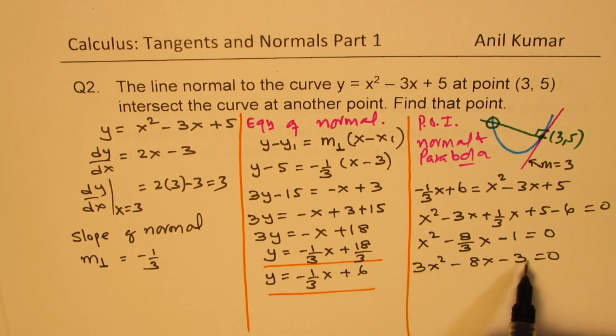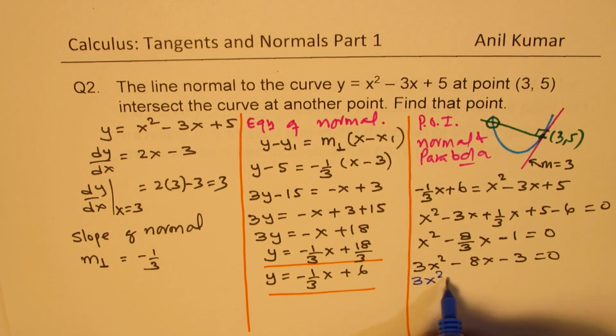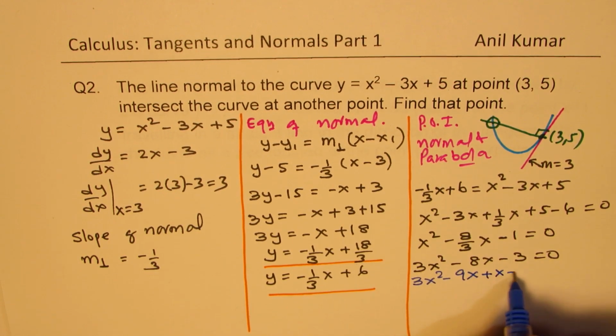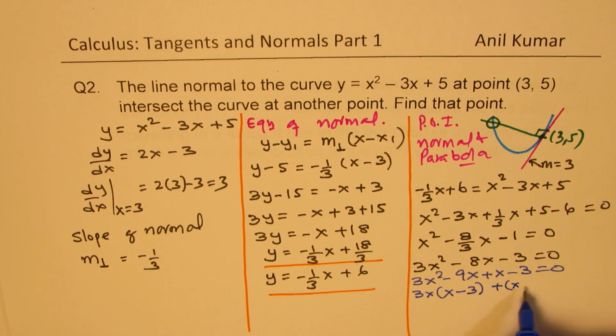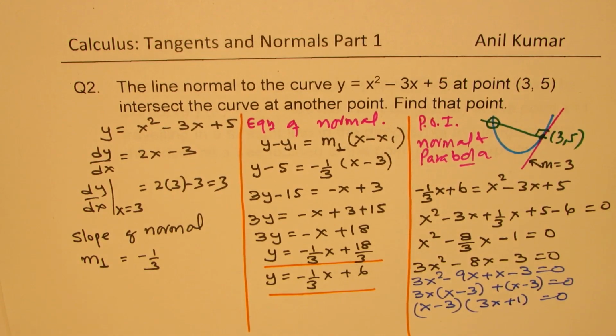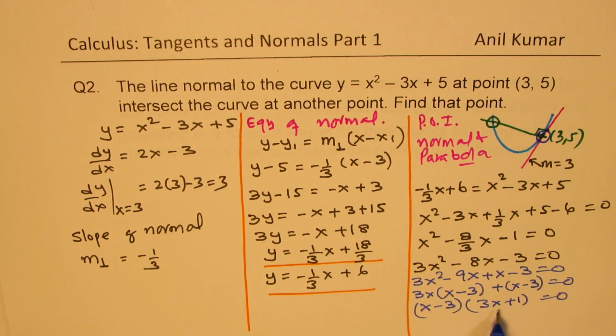So we are looking for a product of minus 9 and a sum of minus 8. We could write this as minus 9 times 1. So we write 3x squared minus 9x plus x minus 3 equals 0. Factor 3x, so we get x minus 3, and we have x minus 3 here as well, equals 0. x minus 3 is common, and we get 3x plus 1 equals 0. So from here, definitely x equals 3 is already given to us. That's correct.